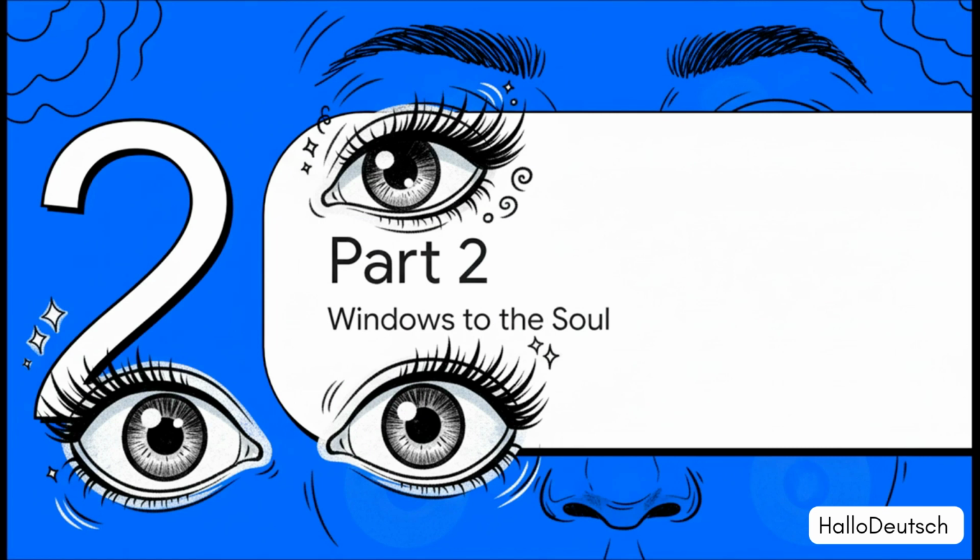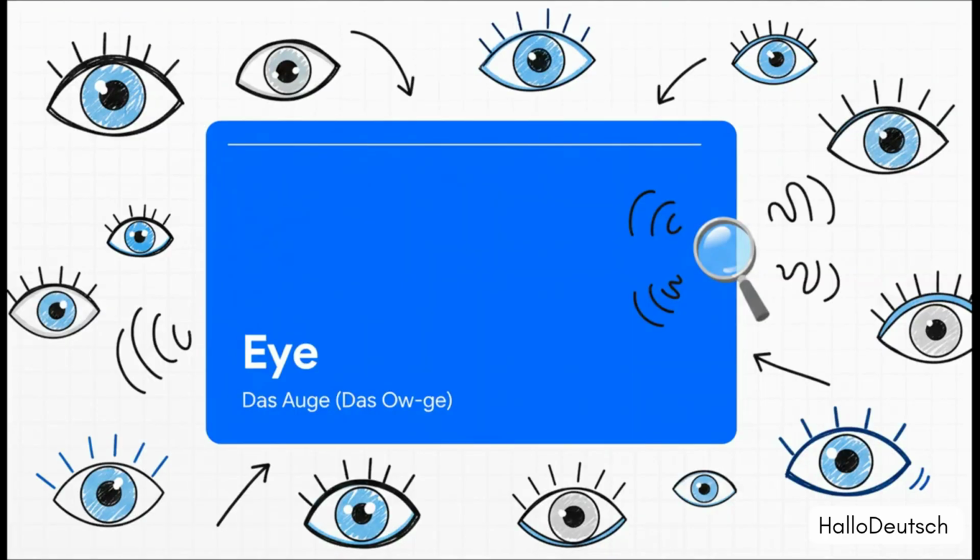So now that we have the frame, let's move inward. We're going to focus on what people always say is the most expressive part of the face. You guessed it, the eyes, the so-called windows to the soul. So one single eye is das Auge. It's pronounced das Auge. Pretty straightforward. But we usually talk about both eyes, don't we? And this is where a lot of beginners get tripped up. So let's take a closer look at that.